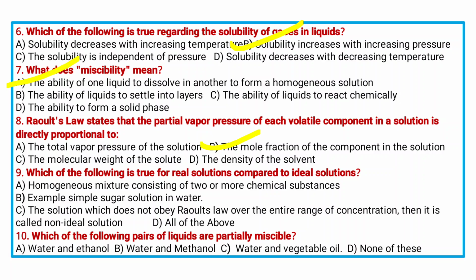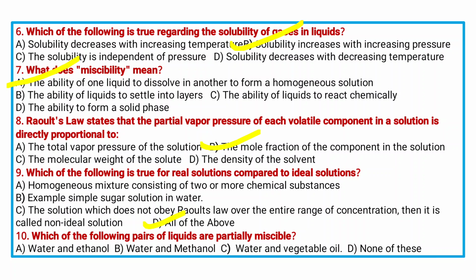Real solution. Option A, a homogeneous mixture consisting of two or more chemical substances. Option B, for example, simple sugar in water. Option C, a solution which does not obey Raoult's law over the entire range of concentration is called a non-ideal solution. Option D, all of the above. So all of the above is the correct answer, because a homogeneous mixture consists of two or more chemical substances. For example, a simple sugar solution in water is also homogeneous, meaning single phase. And the solution which does not obey Raoult's law is called a non-ideal solution.